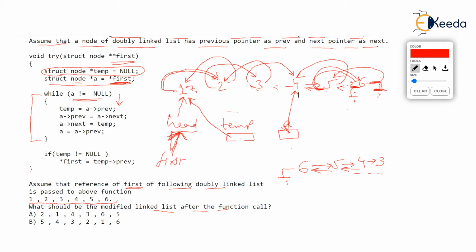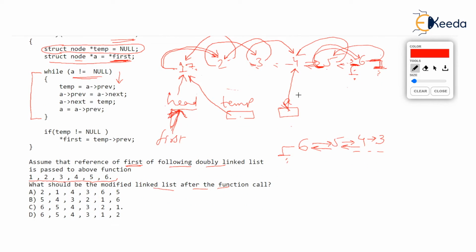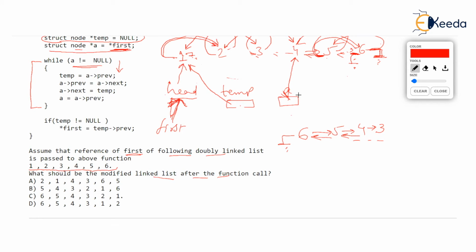So basically, the output of this function will be 654321. Option C is correct. So by solving this practice question, I have also explained to you how to reverse a doubly linked list.